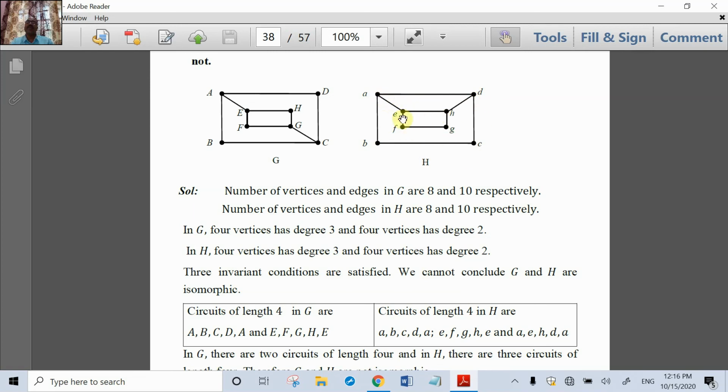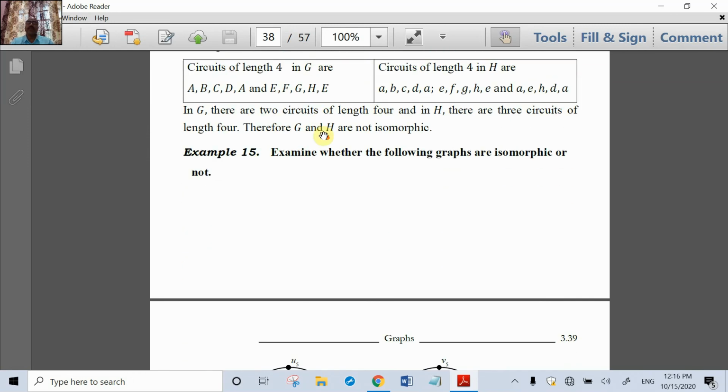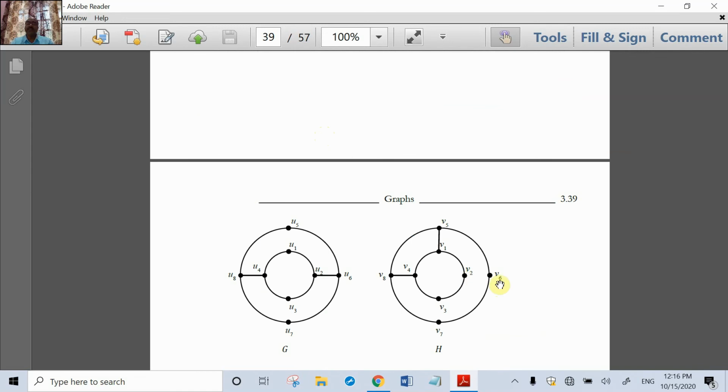This is one circuit of length 4, this is another, and this is another. Here 3 circuits have length 4, while here only 2 do. Therefore, not isomorphic. Similarly, the circuit lengths are different. Therefore, these two are not isomorphic. Check that.